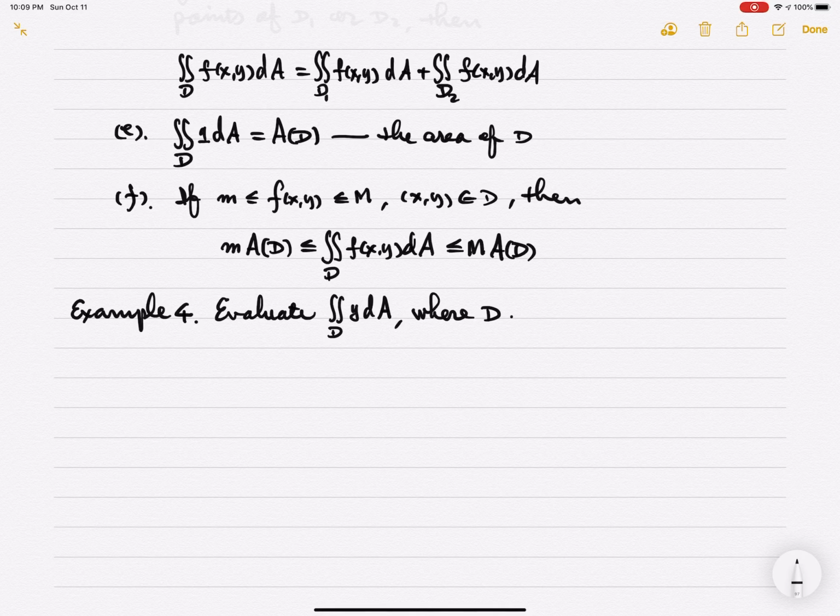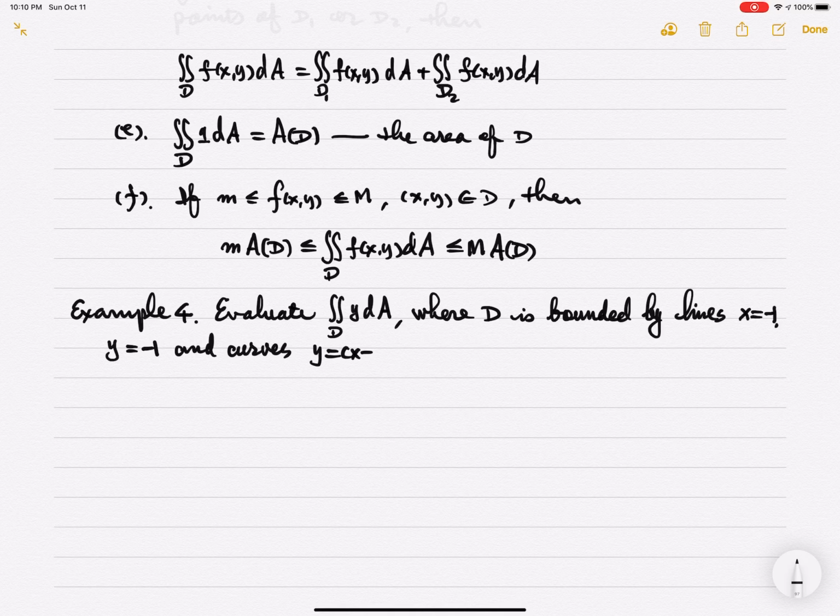D is bounded by lines, x equal to -1, y equal to -1, and curves, okay, and curves of y equal to (x plus 1) squared, and x equal to y minus y to the third.